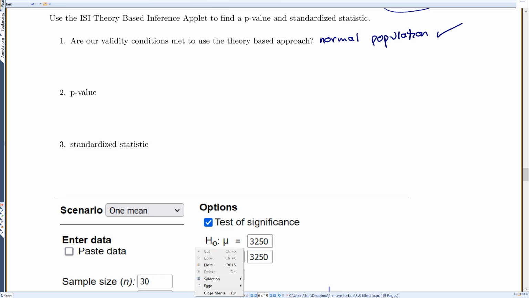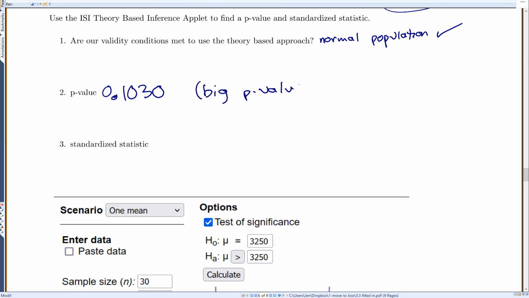So my p-value is 0.1030. So that's a big p-value. So the null is plausible. No evidence for the alternative.